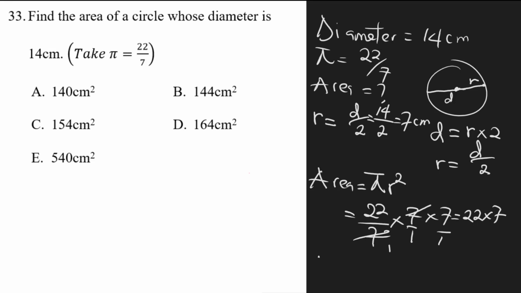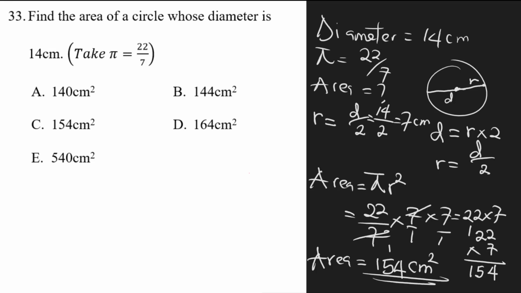So we're going to multiply 22 times 7. Let's multiply at the bottom here. 7 times 2 is 14. Put 4, carry 1. And 7 times 2 is 14 plus this one is 15, right? So we have 15. So our area is equal to 154 centimeter square. So remember that whenever you have a diameter, always divide it by 2 to get the radius. So from our options here, the answer is C. Alright, 154. So let's move to the next question.